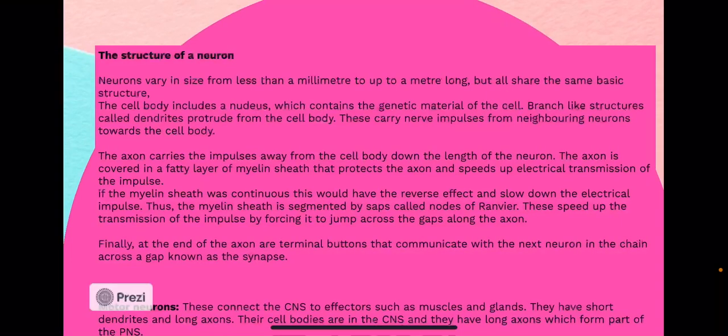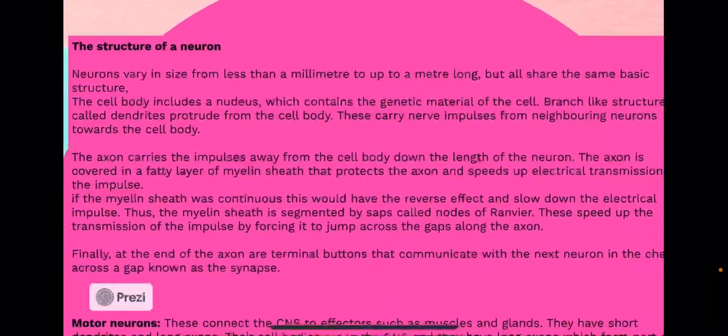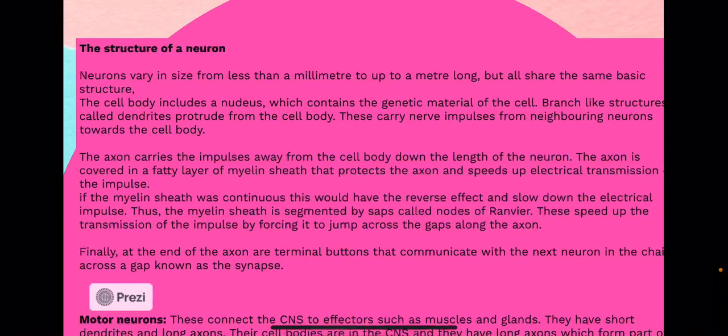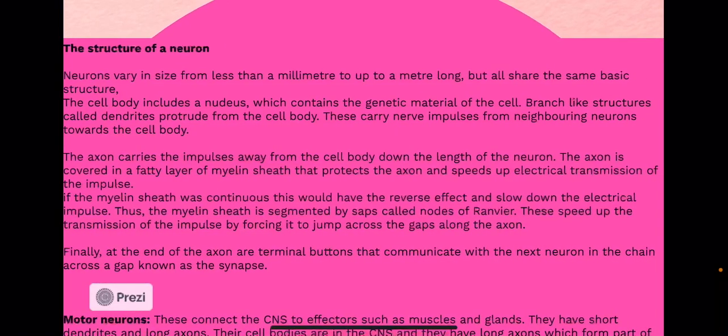So we'll have a little read of the structure of a neuron. Neurons vary in size from less than a millimetre up to a metre long, but all share the same basic structure. The cell body includes a nucleus, which contains the genetic material of the cell. Branch-like structures called dendrites protrude from the cell body. These carry nerve impulses from neighbouring neurons towards the cell body. The axon carries the impulses away from the cell body down the length of the neuron.